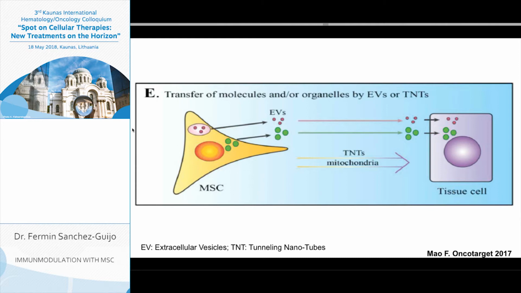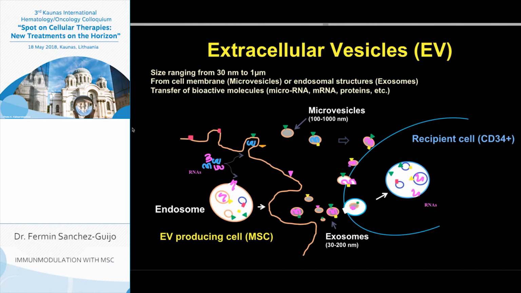These extracellular vesicles are small vesicles that can be generated either from the cell membrane or from endosomal structures. They contain microRNAs, mRNAs, or proteins, and can be, as I mentioned, released by MSCs, and can be incorporated in CD34 positive cells, in immune cells, and other surrounding cells.